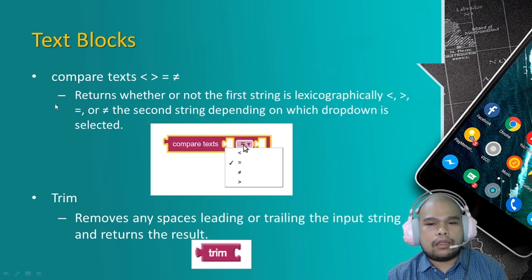Next, text comparison. So, returns whether or not the first string is lexicographically the second string, depending on which the dropdown is selected. Let's say, for example, if we want to check yung equality ng dalawang text natin, no? Let's say, yung dalawang text, whether yung dalawang text natin is equivalent ba sila or hindi.